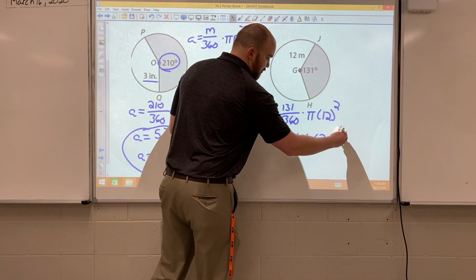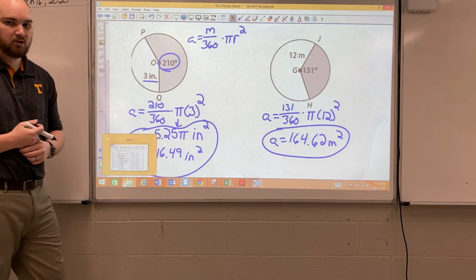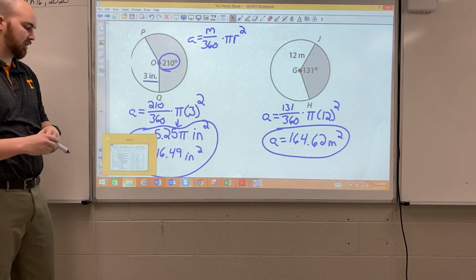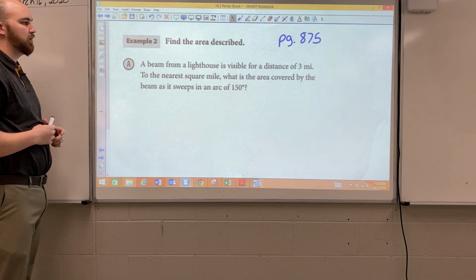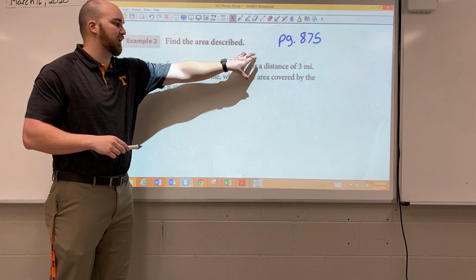Again, we have to do our units, so meters squared because it's area. Okay? Not too bad when they give us a circle. Now, sometimes they're not always nice like that, right? We have to maybe have a word problem. So we're going to look at page 875.